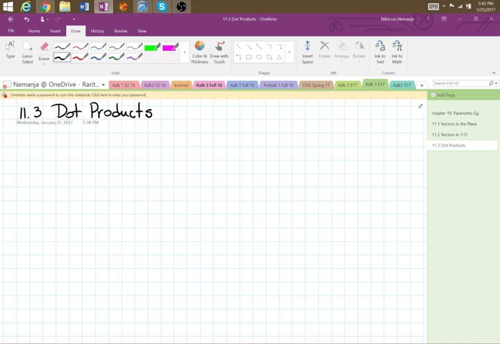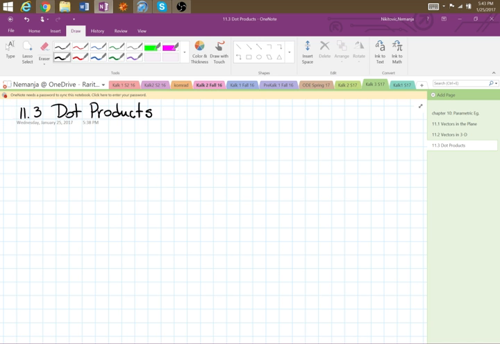So we talked about vectors in 2D. We talked about vectors in 3D. We said that vectors can be scaled up or down by multiplying by a constant. And we also said that we can add and subtract vectors. Can we multiply vectors? And the answer is yes. This is one way to multiply vectors. And then we're going to learn another way, 11.4, called the cross product.